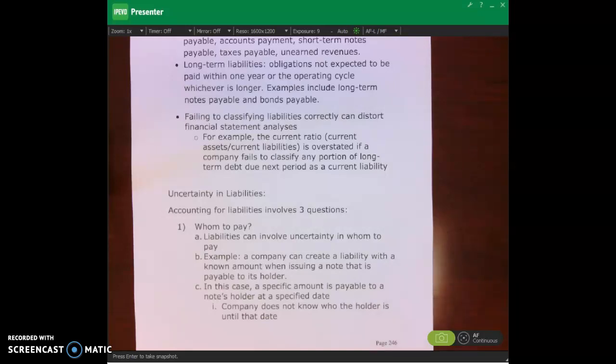Even though there's uncertainty in whom to pay, I still have that liability because there was a past transaction: I bought the house. There's a present obligation: I have to make my mortgage payments. And there's a future payment of assets or services, in this case my assets of cash. So I have those three factors, and so I have a liability. I owe someone money because of a past transaction. I just don't know who I'm going to be making my mortgage payment to in the future, because my mortgage can be sold.